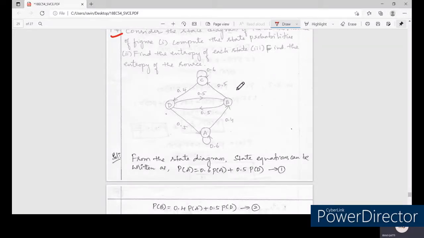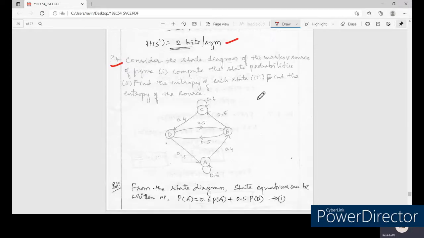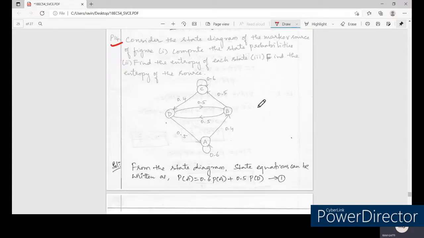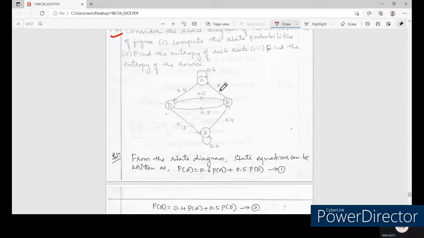So first, whether they have given an initial state probability of being in the particular states, we need to calculate. Since they have not given, it is necessary for us to calculate. As I said, if we want to calculate the probability of being in a particular state, then what we need to do is consider incoming branches.